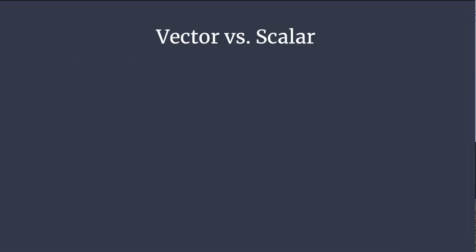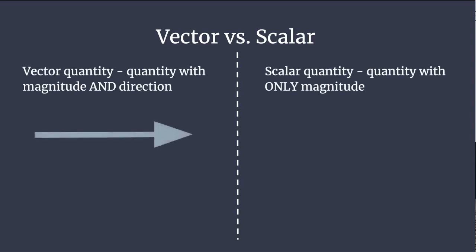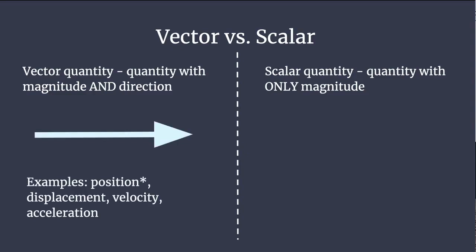The first major concept we see is the differentiation between vector and scalar quantities. You've likely seen this before, but a vector quantity is something with both magnitude and direction, whereas a scalar quantity only has magnitude. They're called vector quantities because they are represented by vectors, these arrows. The length reflects the relative size, and the head of the arrow points in the direction of the quantity.